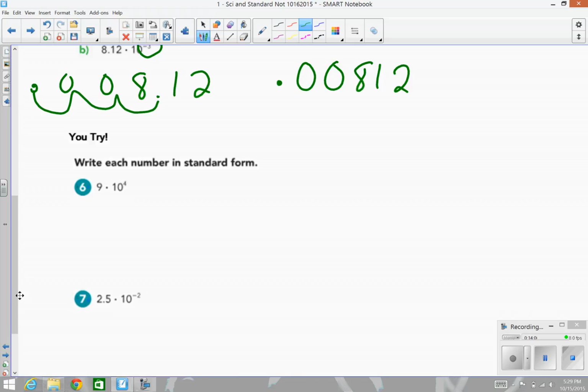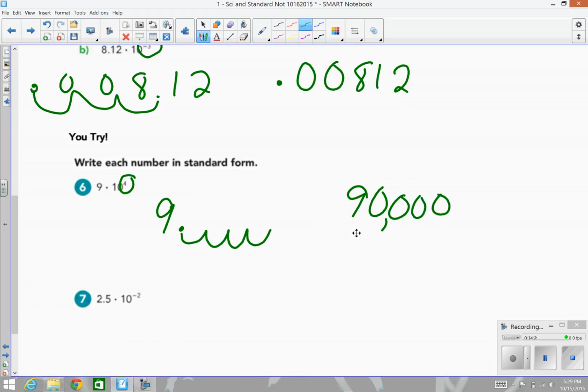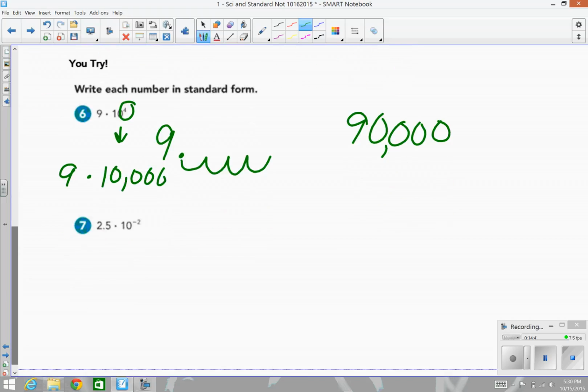Now that you have a chance to practice these, let's go over them. We have 9, our decimal's right here. We have 4 spaces in the positive direction. 1, 2, 3, 4. Put my comma in. Another way to look at this, if you think back to your warm-up, 10 to the 4th power was just 10,000. When you do 9 times 10,000, 90,000. So think logical, check yourself, make sure your answers make sense.